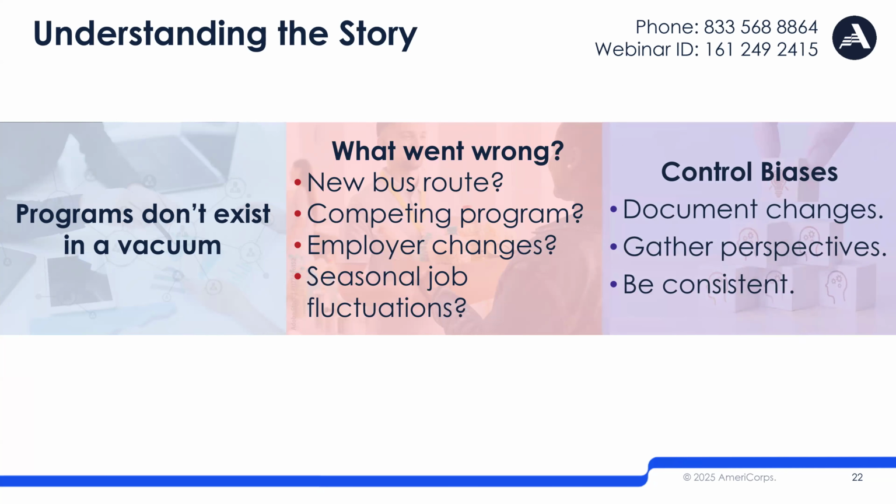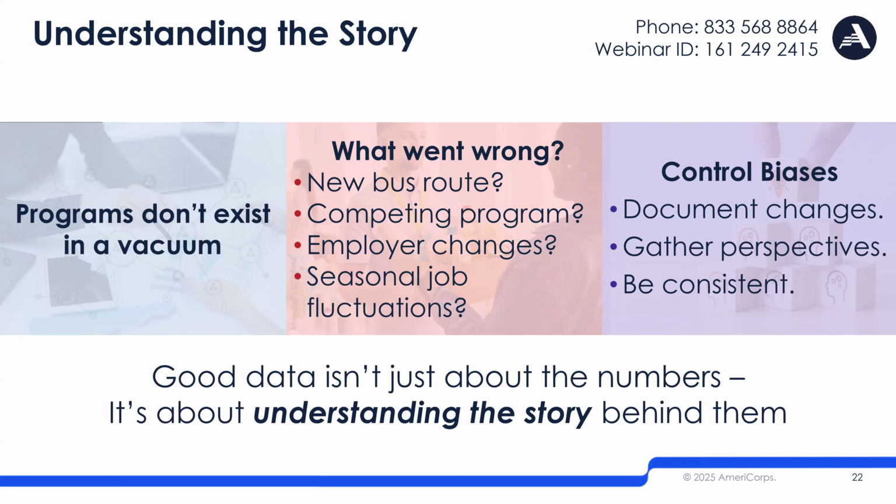For example, you can document external changes, creating a simple community context log where you track things like community events and significant changes. You can gather multiple perspectives through different sources before jumping to conclusions about your program. This might include things like surveys, focus groups, or interviews. Use consistent data collection, cleaning, and storage methods. Remember, good data isn't just about the numbers, it's about understanding the story behind those numbers.